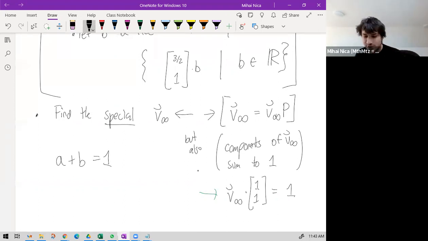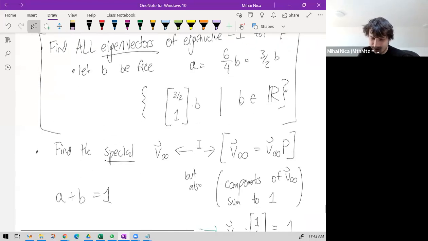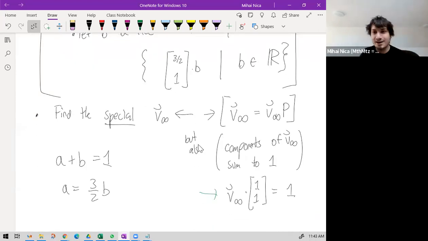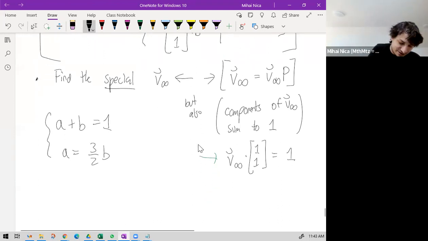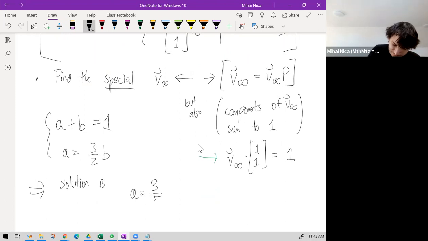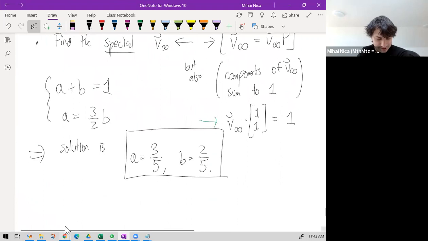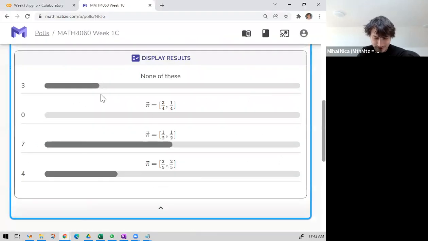If a plus b equals 1, and also a equals 3/2 b, if you solve this, the solution is a is 3/5 and b is 2/5. So a plus b sum to 1, and also a has to be 1.5 times bigger than b. That's the answer, and that is this option in MATH4060.